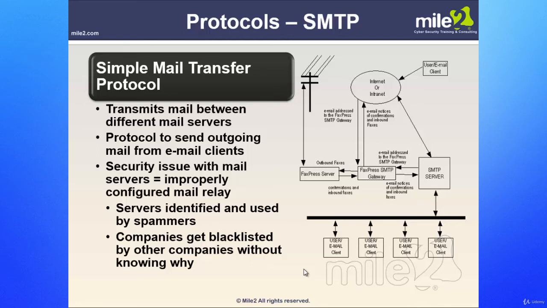All right, anyhow, we have security issues with mail servers, such as them being improperly configured as mail relay servers, which allows us, again, to send out unsolicited emails using your mail server. The server is identified and used by spammers, and companies get blacklisted by other companies without knowing why. Well, it's because they have port 25 open, right? And they have their server configured as a mail relay server.